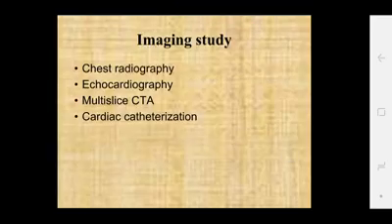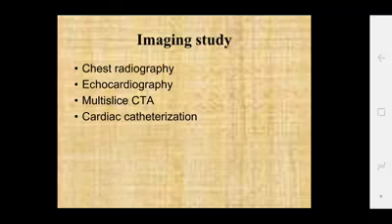Diagnosis of total anomalous pulmonary venous return is usually by imaging study. Radiography can give you not a clue, but if there is severe obstruction, it can show pulmonary edema, pulmonary congestion, and increased pulmonary pressure, but it's difficult to give you an idea about the specific lesion.